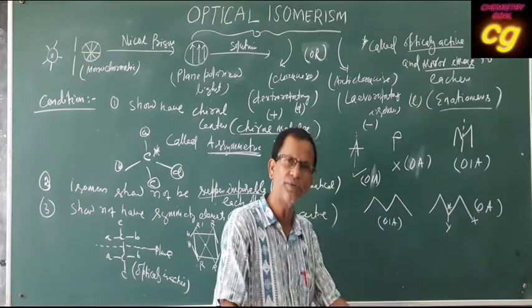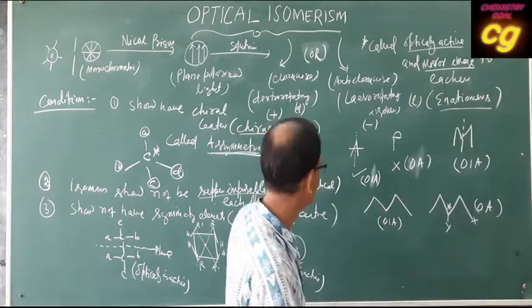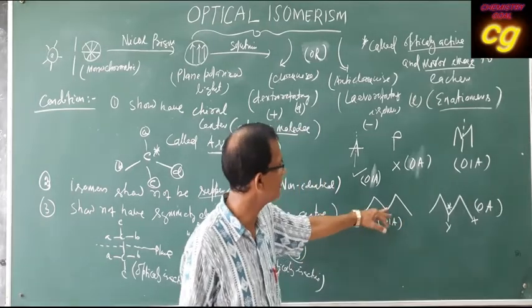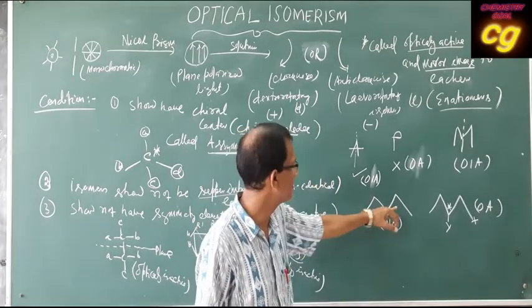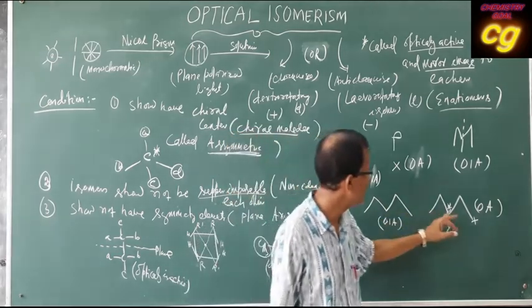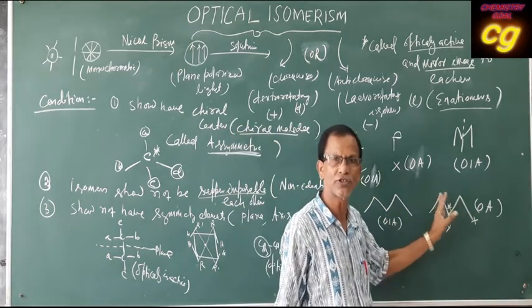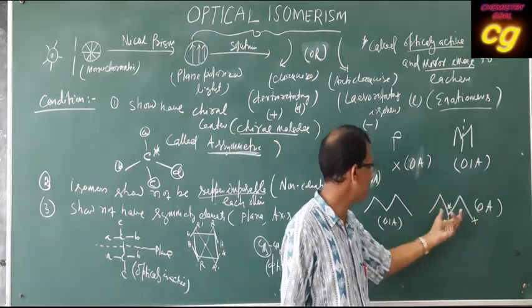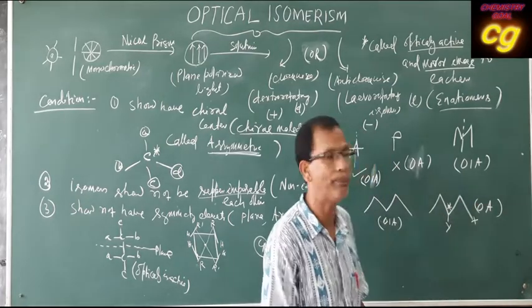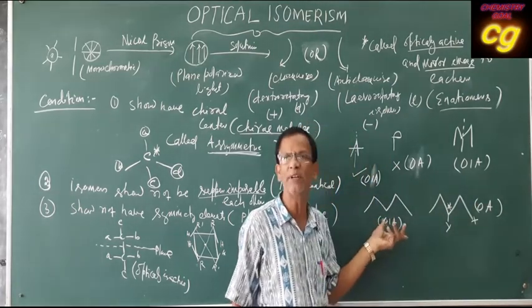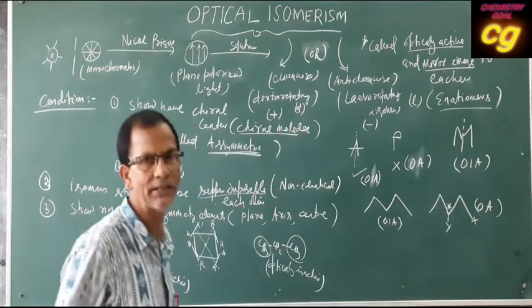It should have different bonded atoms and groups. The first is optically inactive because identical groups are there and some symmetry is there. Here the structure is asymmetric. An asymmetric structure means optically active. A symmetric structure means optically inactive. You have to think like this.